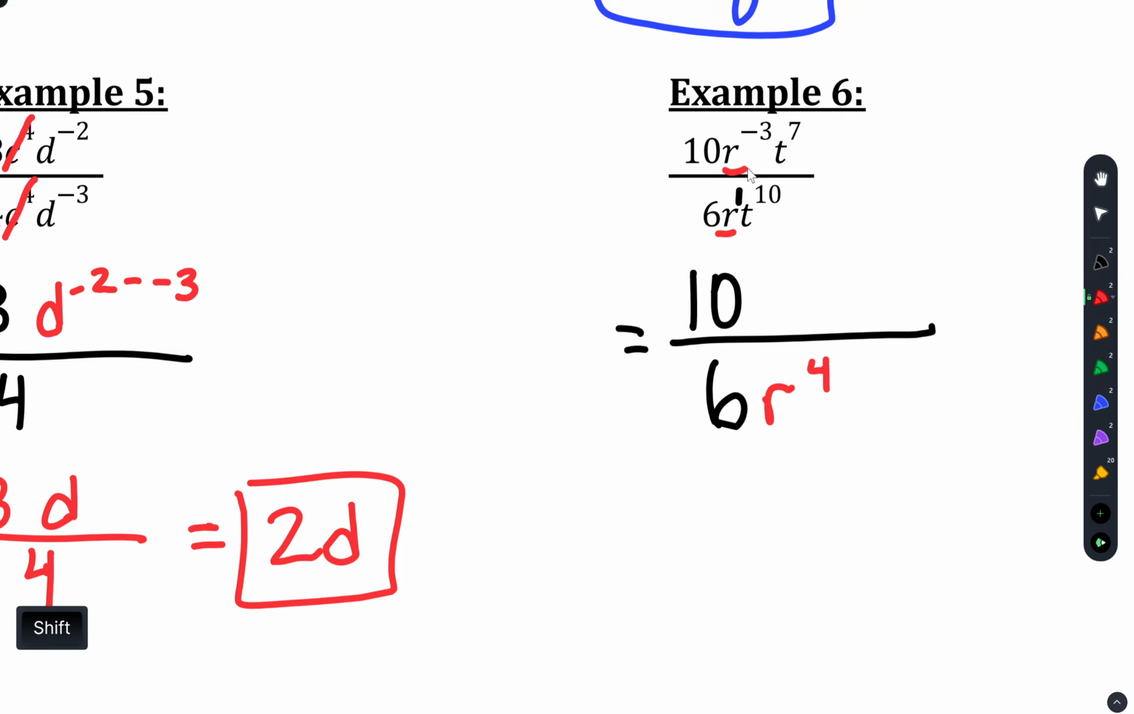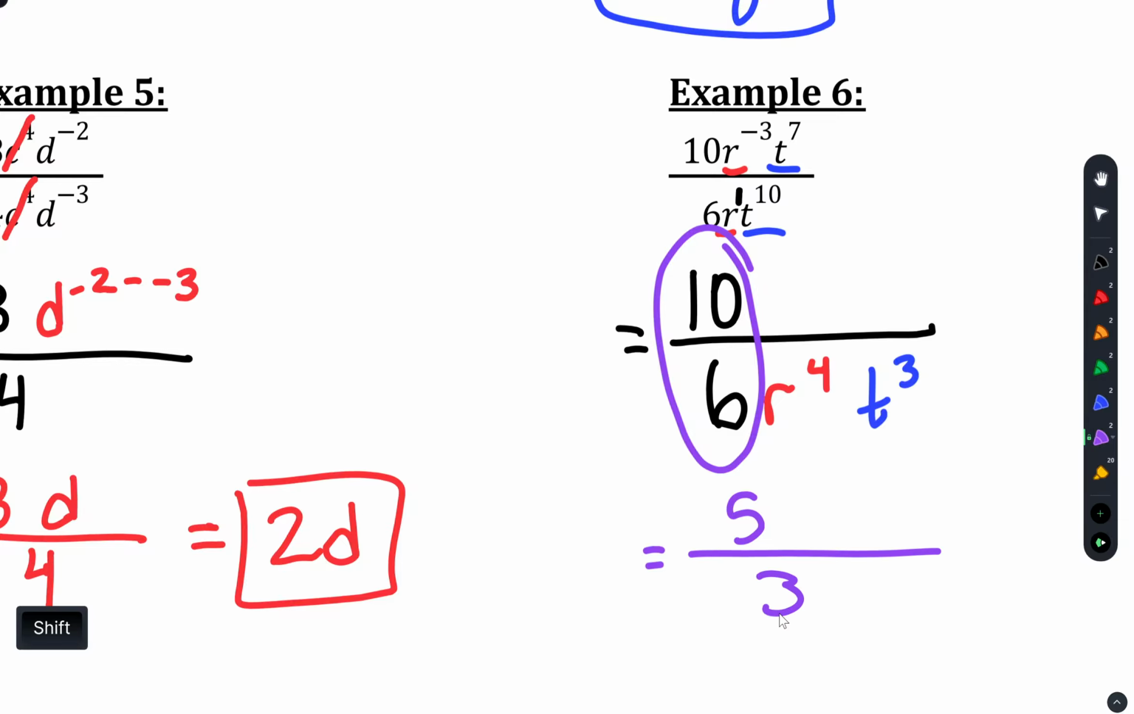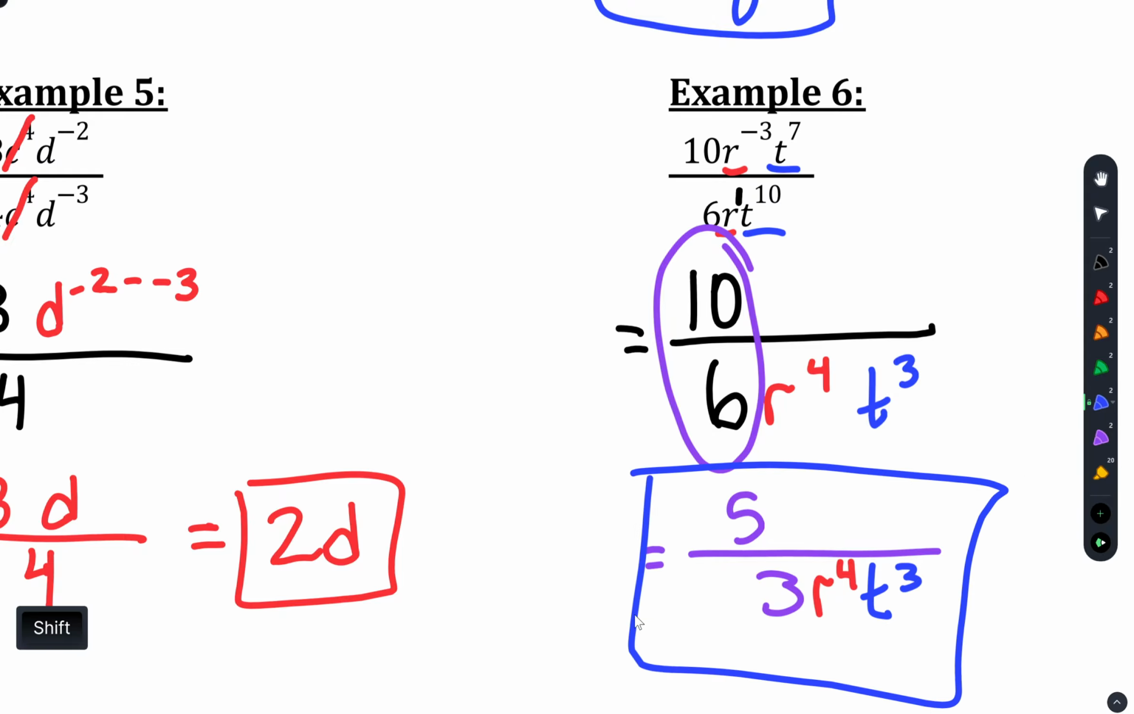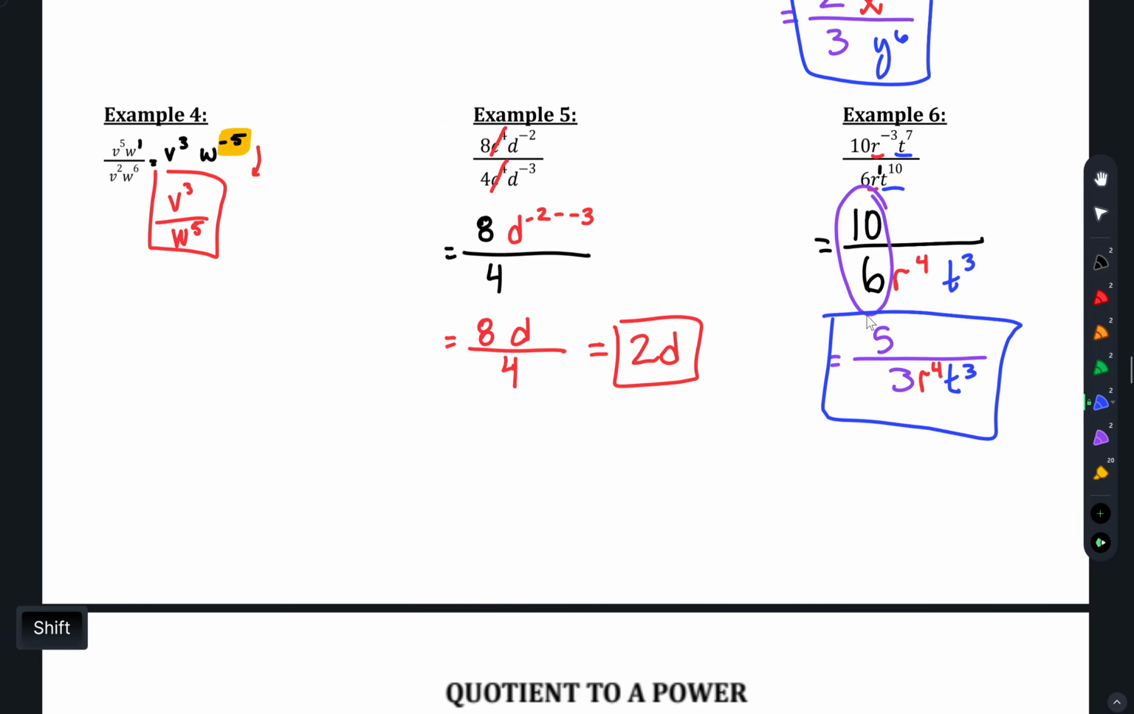Look at the t's. Are the t's going to end up in the top or the bottom? In the bottom. I do t to the 7th minus t to the 10th. That's a negative 3. So I'm going to have t to the positive 3rd power in the bottom. Do you see how I was able to skip a couple steps there? Okay. Simplify 10 over 6. 10 over 6 simplifies to 5/3. R to the 4th, t to the 3rd. Any questions on that part before I change it up on you?